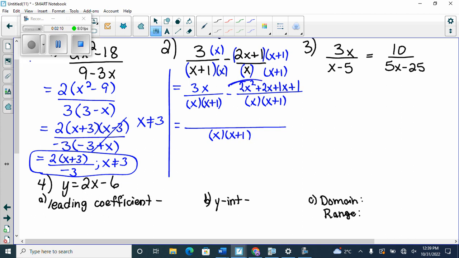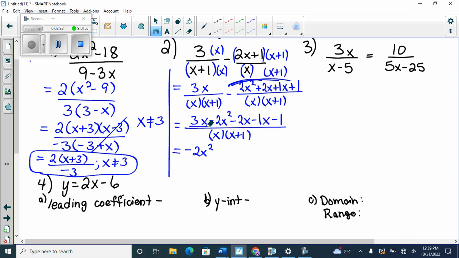So all of these are going to change. So we're going to get 3x minus 2x squared minus 2x minus 1x minus 1. Okay? And then we have to collect like terms. So on the top, we're going to get negative 2x squared by itself.